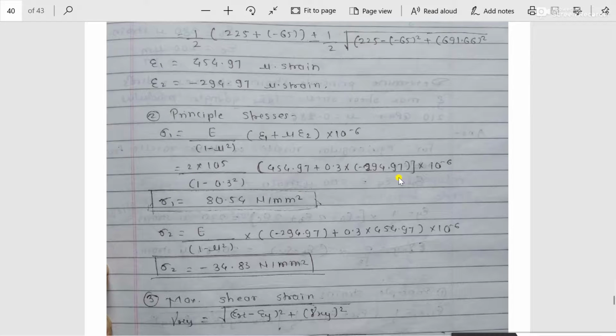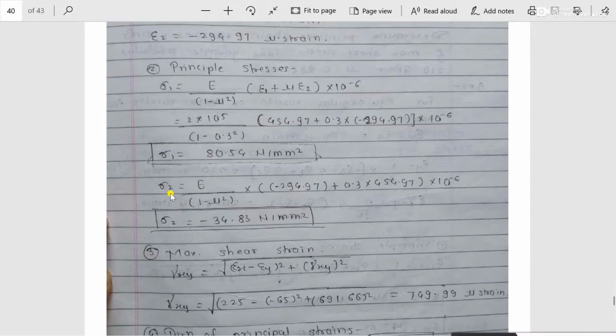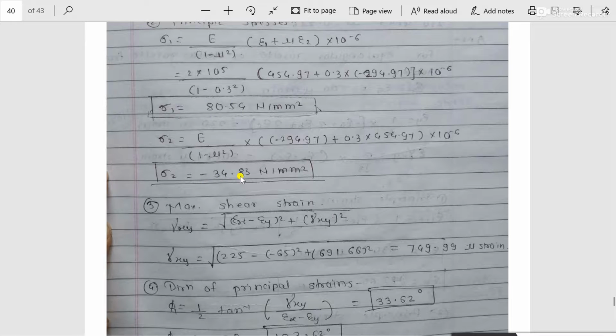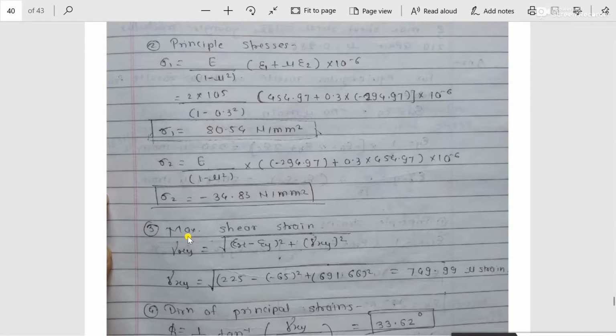So from this calculation I can calculate the first principal stress, that is sigma 1 is equal to 80.54 Newton per mm square. Similarly by using the equation for sigma 2 by putting all the values. That is, initially I will put the value of epsilon 2 which we have calculated, that is negative sign, plus that mu once again, epsilon 1 as it is, multiply by 10 raised to 6, and by solving this equation I will get the second principal stress, that is minus 34.83 Newton per mm square. So this is about the calculation of principal stresses.